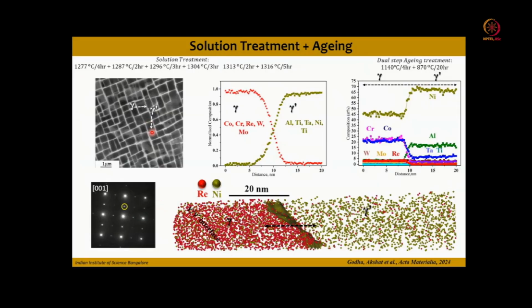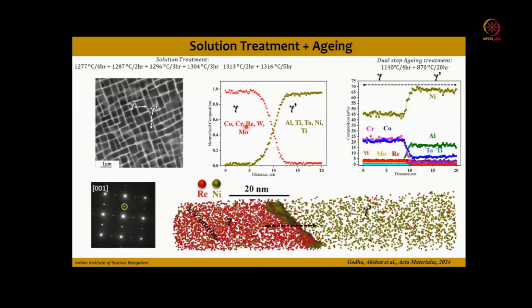If you take atom probe data across the interface between the gamma and gamma prime, these red color atoms are rhenium, these golden color atoms are nickel. If you take the composition profile, you can actually measure the partitioning at atomic scale. Okay, so usually cobalt, chromium, rhenium, tungsten, and moly go to the gamma phase, while aluminum, titanium, tantalum, and nickel go to the gamma prime. So typically we say these solutes are the gamma prime stabilizers. This compositional partitioning is very important and very crucial during creep deformation.